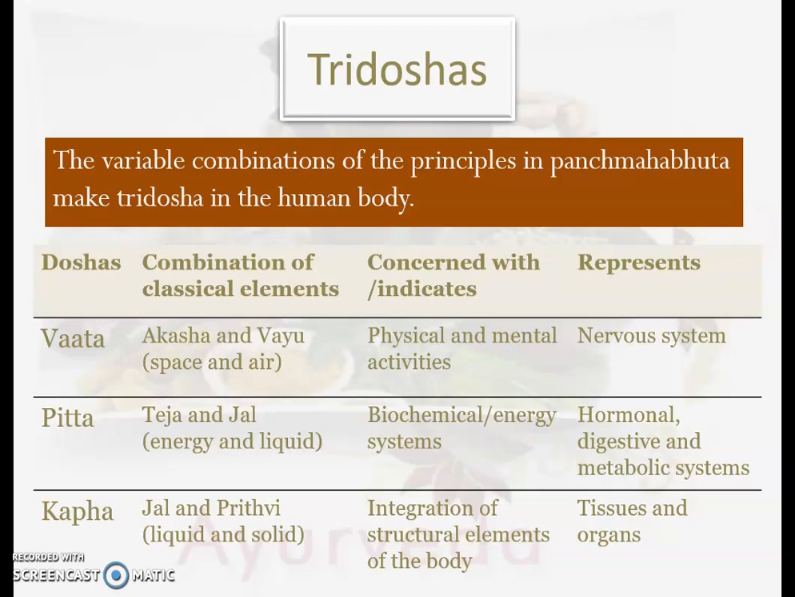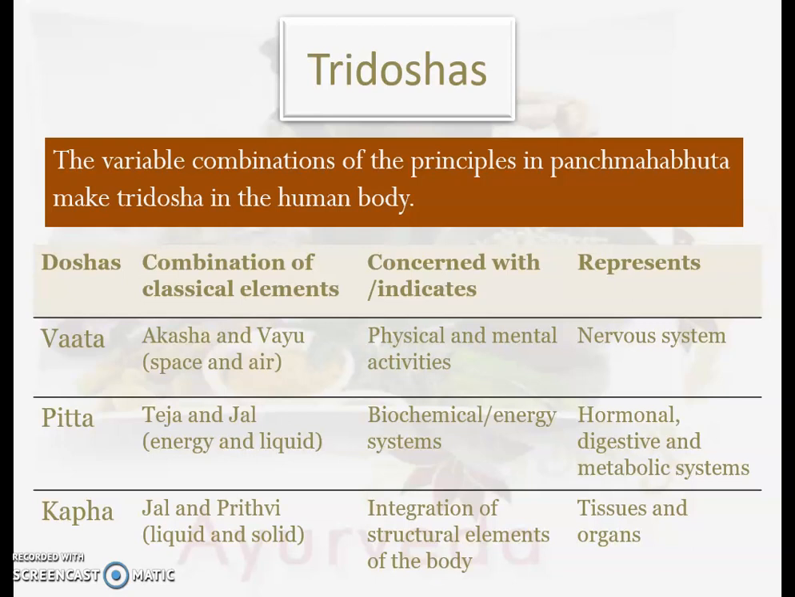And the Pitta dosha is a combination of Teja and Jal, that is energy or fire, and Jal, that is liquid or water, and this is concerned and related to the biochemical and energy systems and the different processes related to these systems which are going in the body. And the specific systems consist of the hormonal, digestive and metabolic systems.